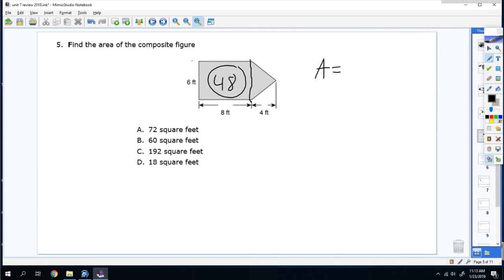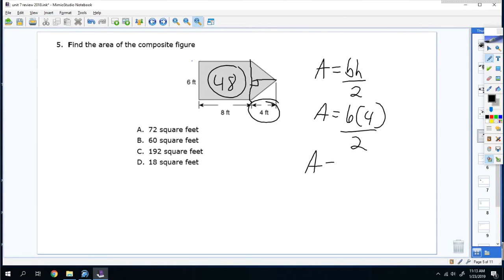So the triangle formula is base times height divided by 2. So the base of the triangle is 6. The height's 4. That is the height because it's perpendicular, means it creates a right angle at the bottom. So the height's 4 divided by 2. 6 times 4 is 24. Divided by 2 is 12. So you write that, circle it.